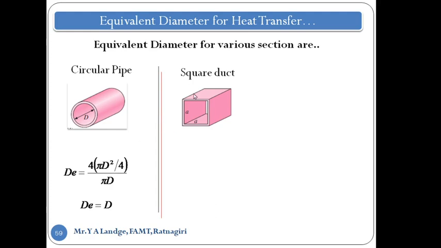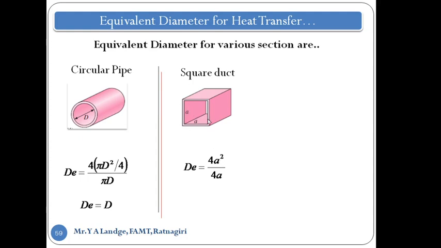Now a square duct having the side A and A. For this case we write the formula D equivalent equals 4 times the cross-sectional area upon the wetted perimeter. What is the cross-sectional area of the duct? It is A by A, that is A square.